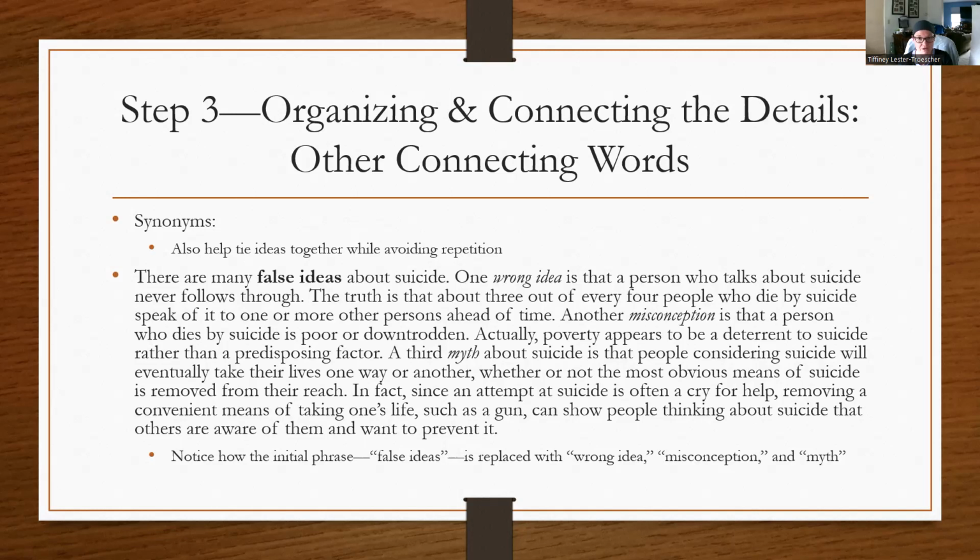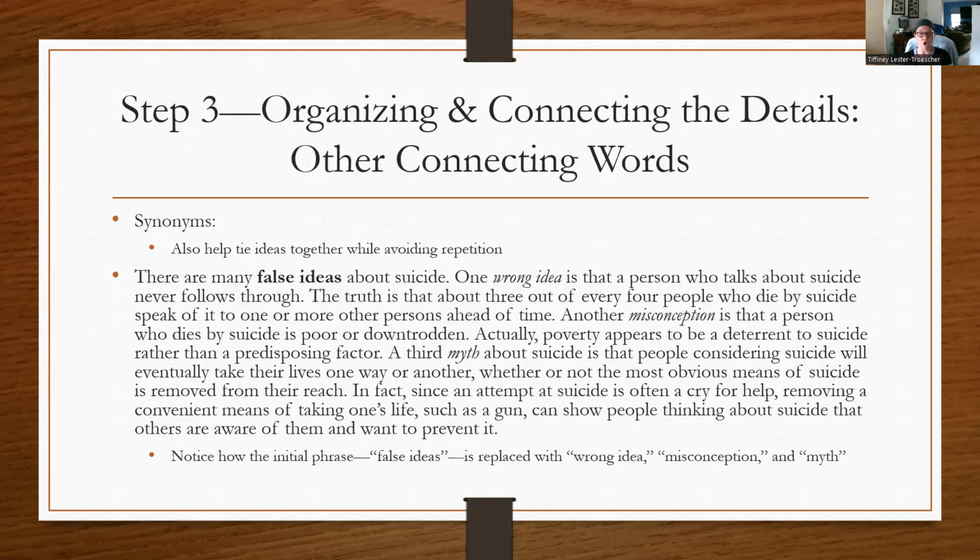The third myth about suicide is that people considering suicide will eventually take their own lives one way or another, whether or not the most obvious means of suicide is removed from their reach. In fact, since an attempt at suicide is often a cry for help, removing a convenient means of taking one's life, such as a gun, can show people thinking about suicide that others are aware of them and want to prevent it. So we started off with that topic sentence.